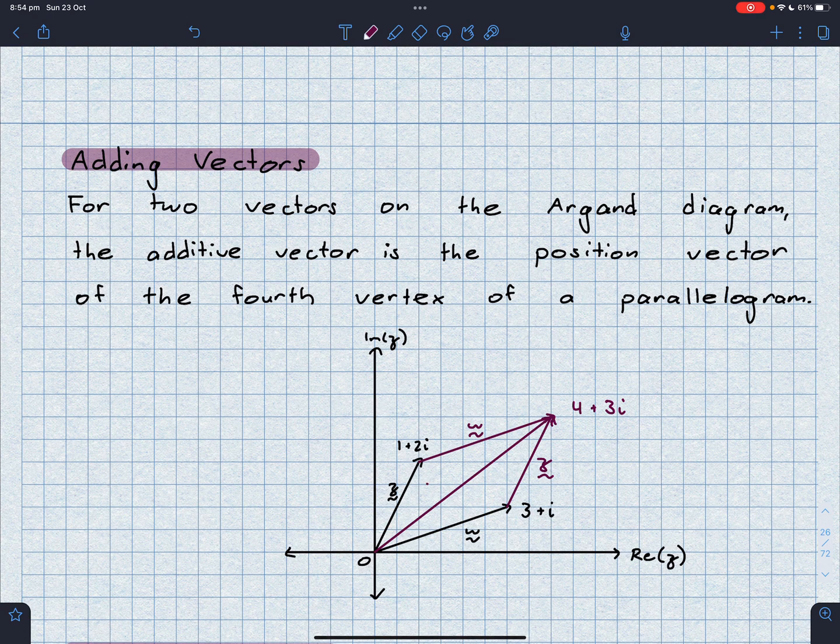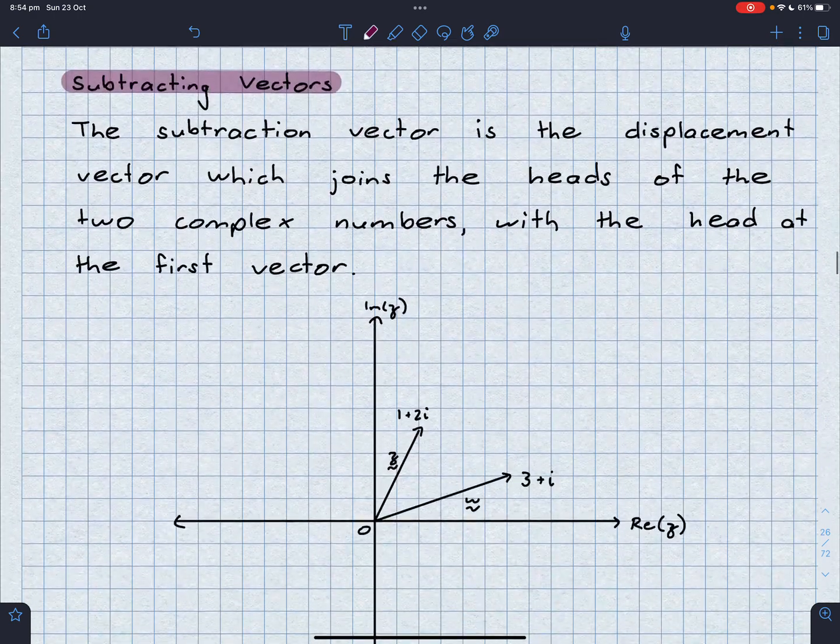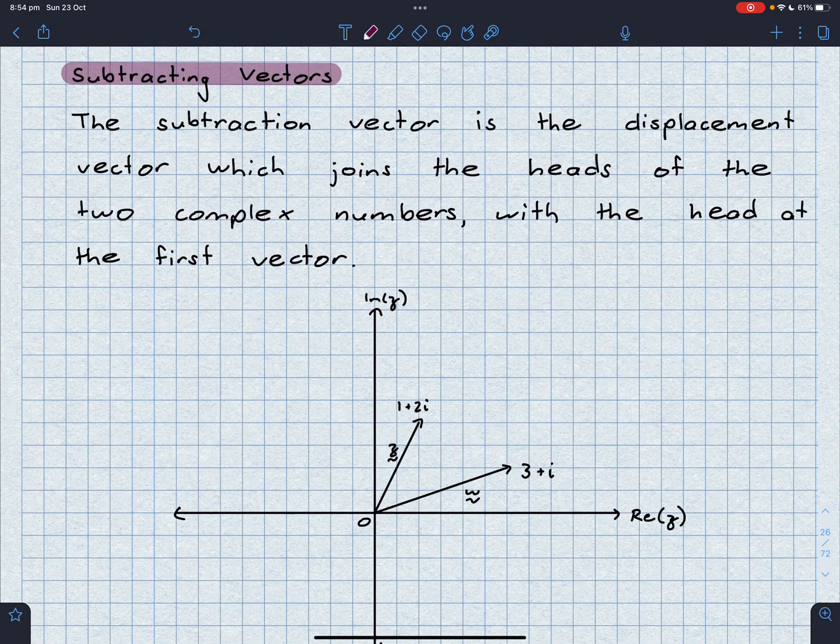When I subtract, I'll just write z plus w there so we know what it is. When I subtract, I actually get the other diagonal. So if I had z plus w over here, and I make this parallelogram, subtraction is actually going to be the other diagonal. And which way the arrow is pointing depends on which one goes first. So if I point the arrow at z, this is z minus w.